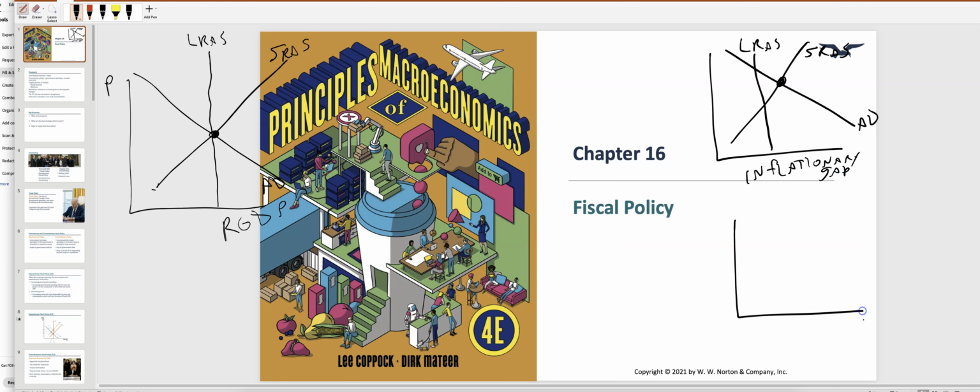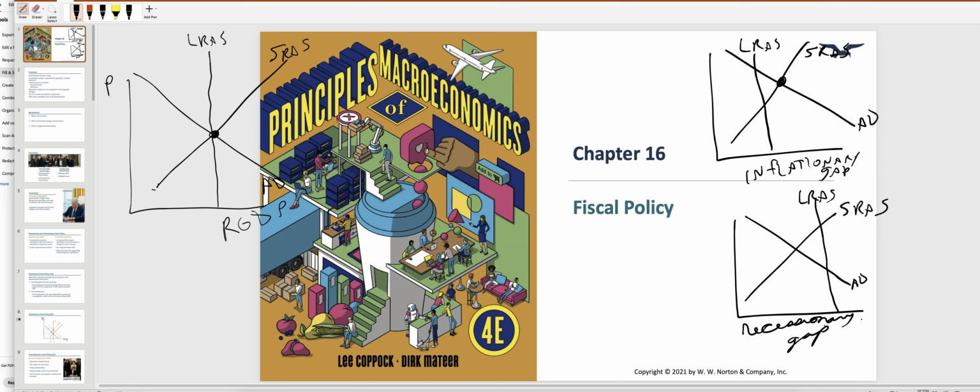Or alternatively, if the equilibrium is to the left of the long run, then we're going to call this a recessionary gap. And what John Maynard Keynes basically tells us is that in this kind of situation, you have two kinds of policy. You could have a fiscal policy or a monetary policy, or both.